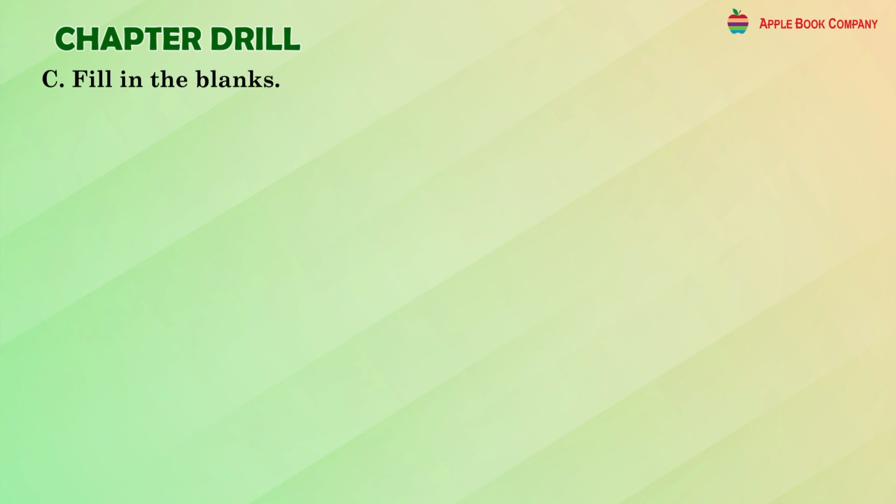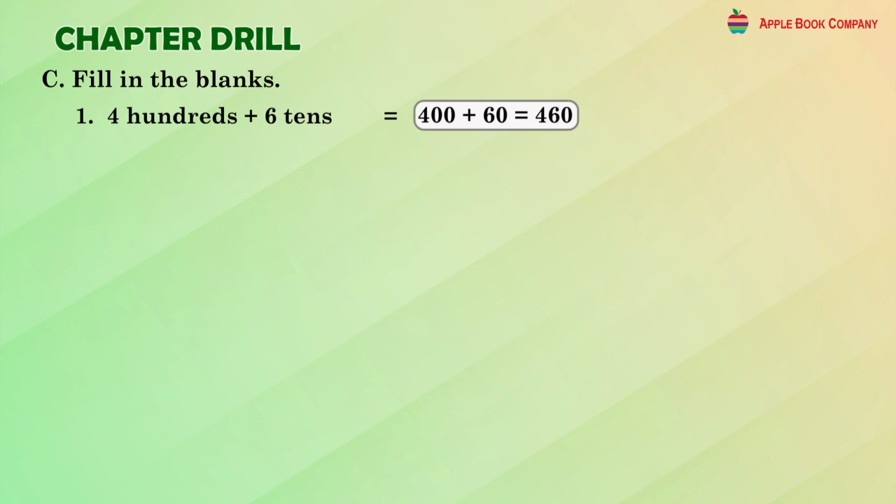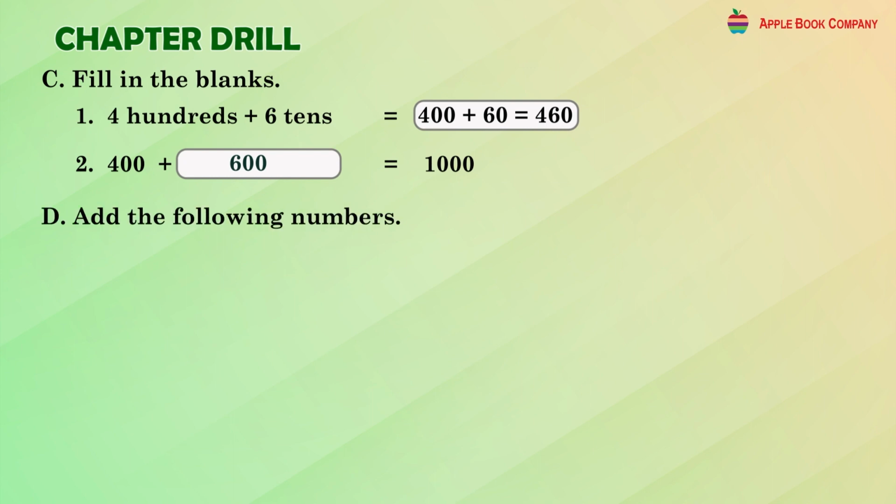Fill in the blanks. 4 hundreds plus 6 tens is equal to how much? 400 plus 60 is equal to 460. 400 plus dash is equal to 1000. 400 plus 600 is equal to 1000. Add the following numbers.